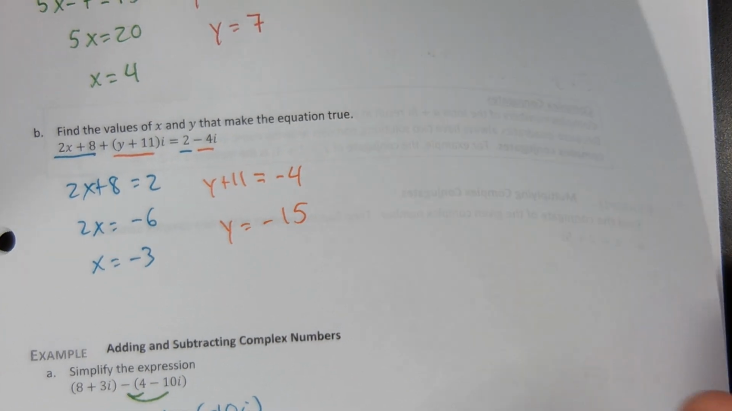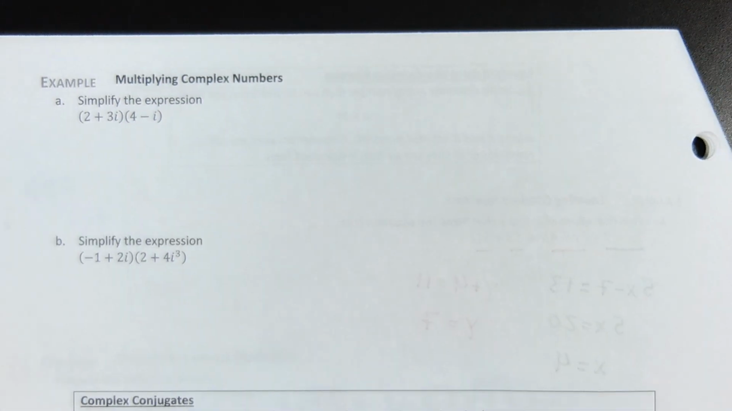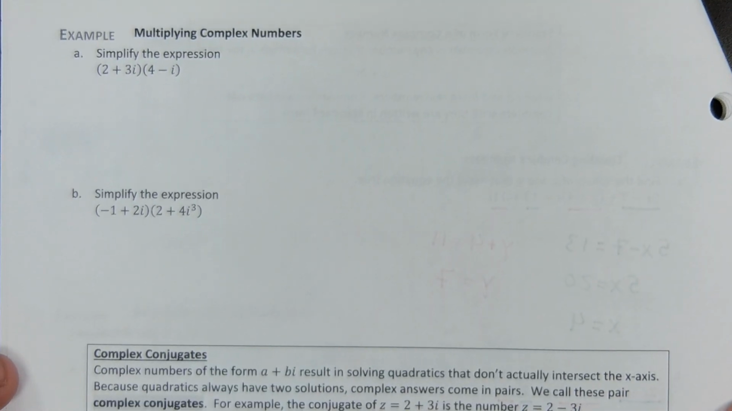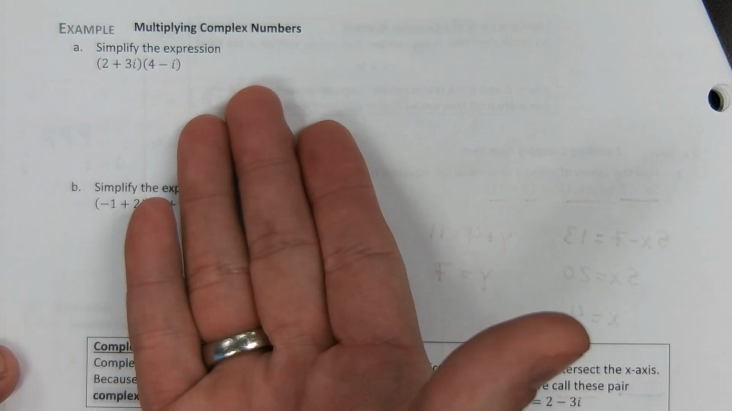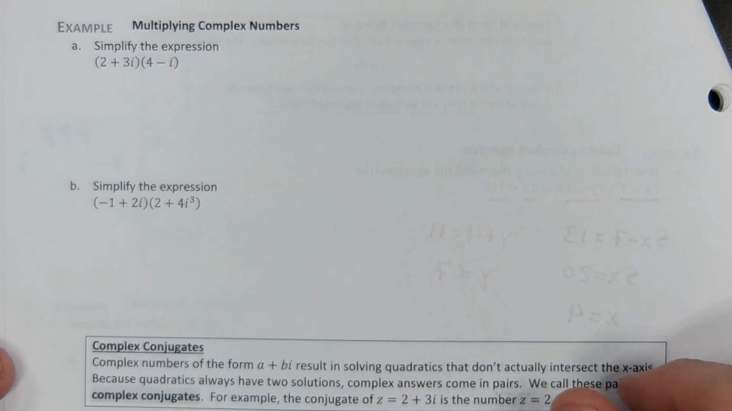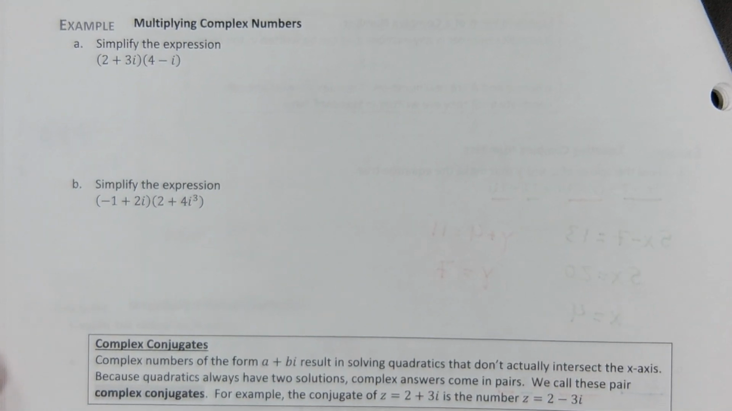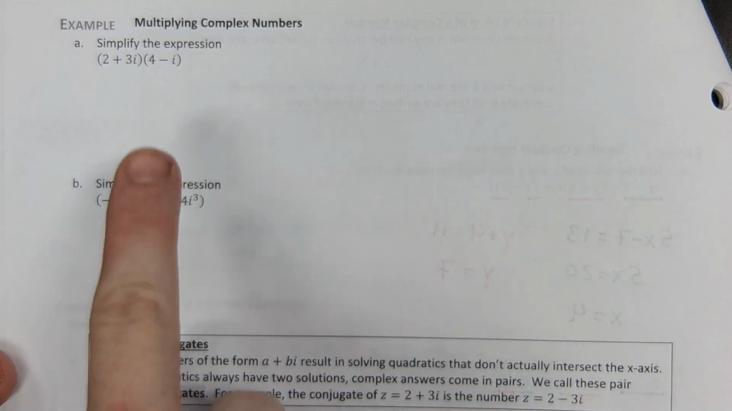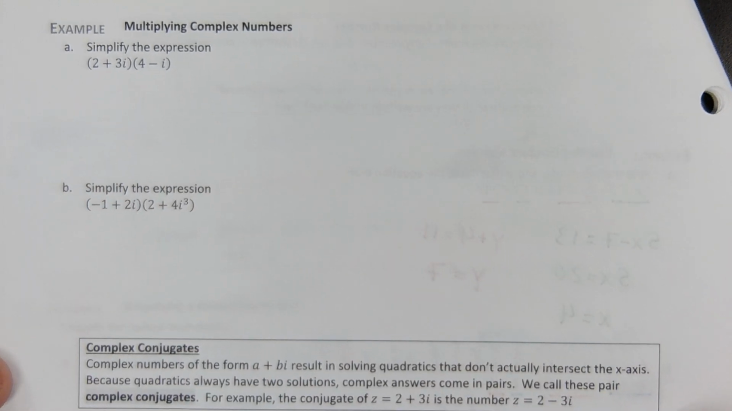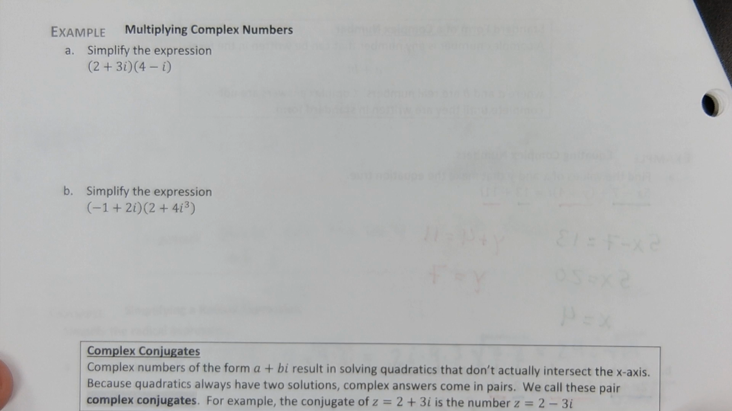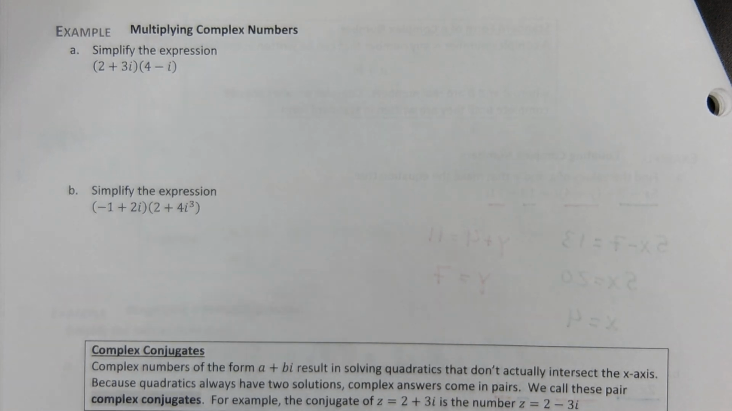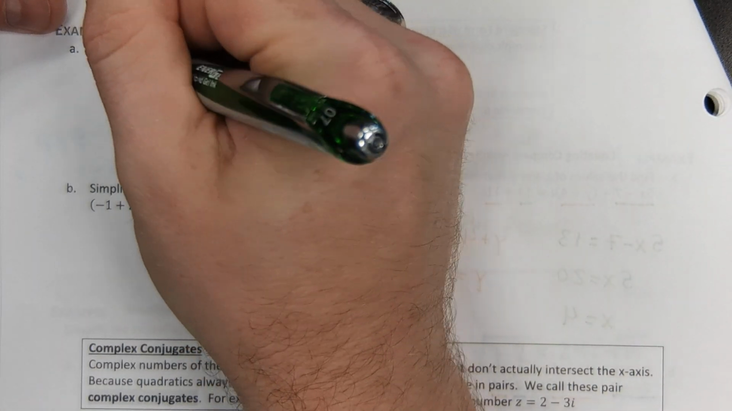Flip it over. That was adding and subtracting. Now we're going to multiply. How do you think we're going to multiply these two complex numbers? By distribution. But when it's two binomials like this, the trick that you were taught for that distribution process is foiling. Foil. You remember that?